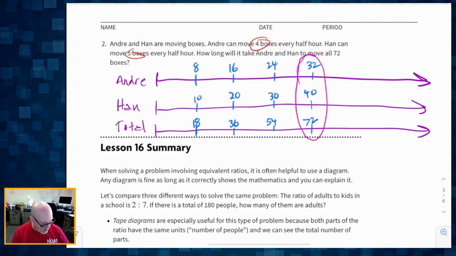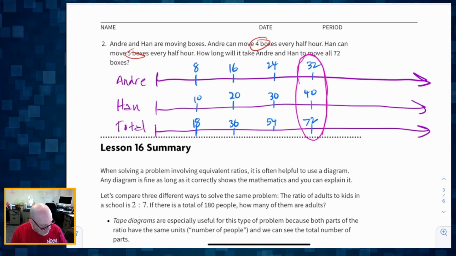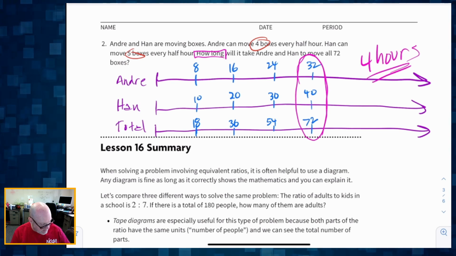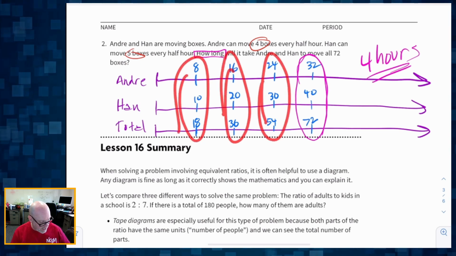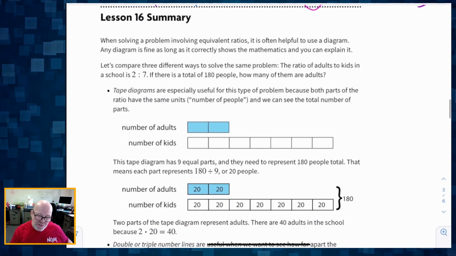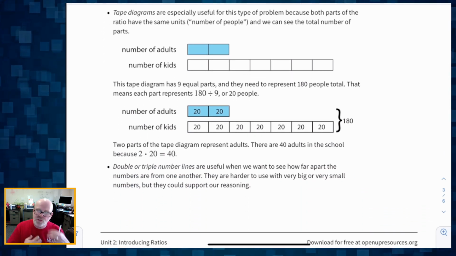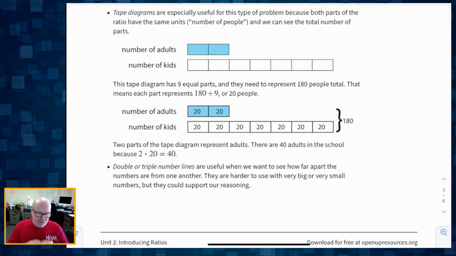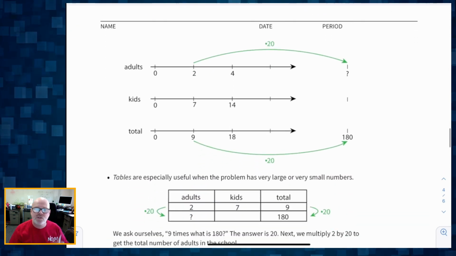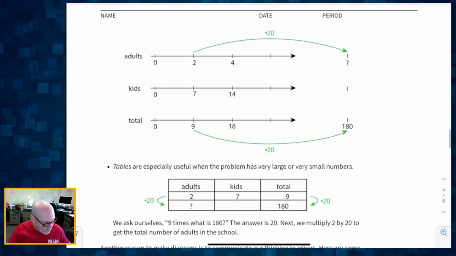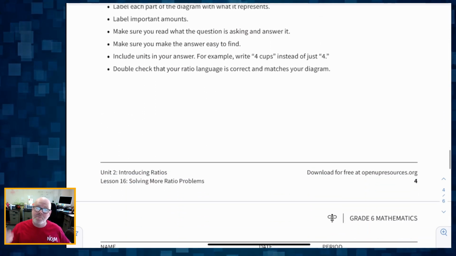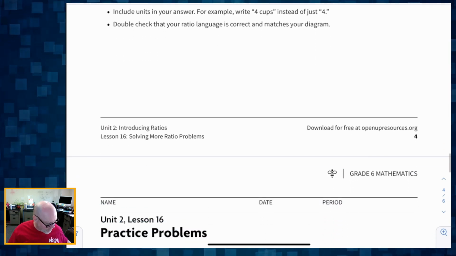And that's exactly what we want, isn't it? And so we can see how long will it take? Well, it took us 4 hours to do that because here was 1 hour, 2 hours, 3 hours, and 4 hours to move those 72 boxes. This was a really, really powerful lesson where students are given the choice between solving a problem using tapes or number lines or tables. And that is just so empowering to allow students the opportunity to have ownership over the math instead of the math having ownership over the students.